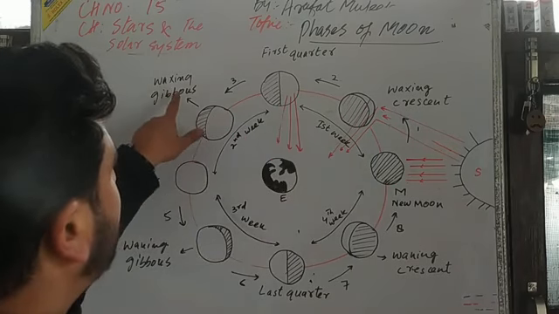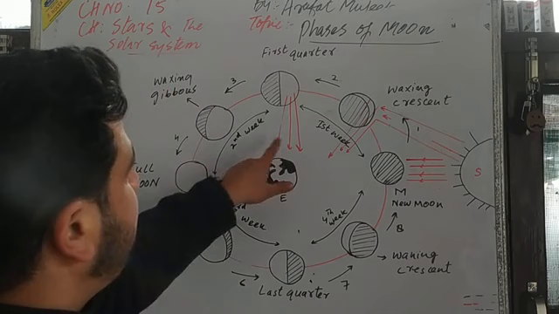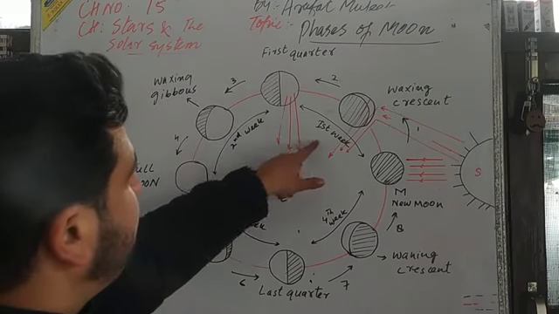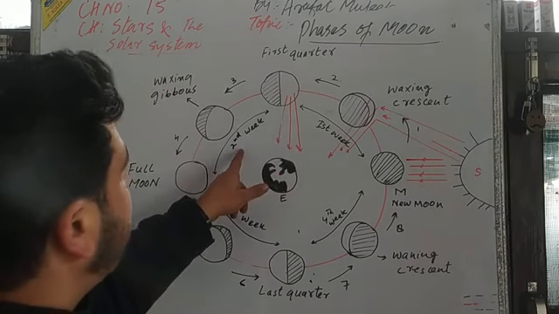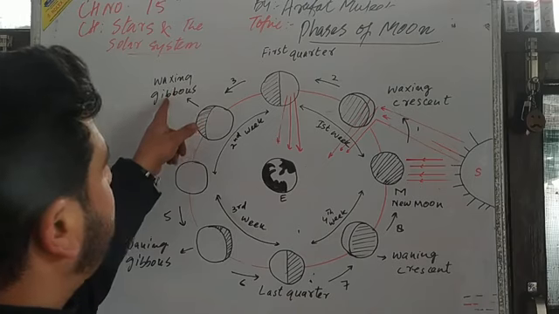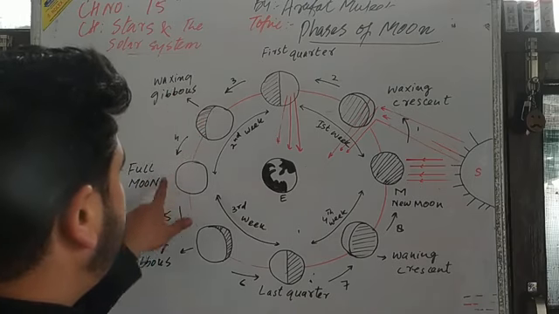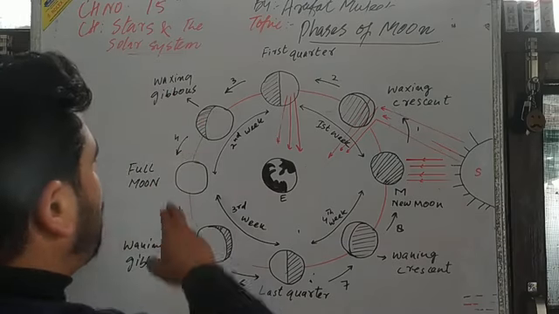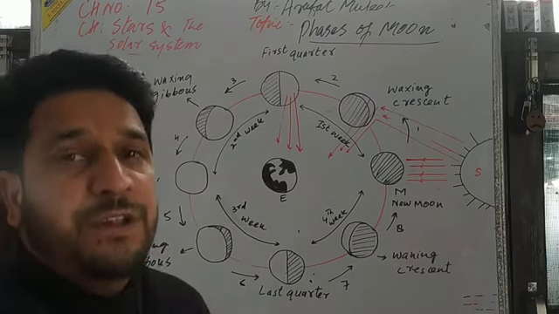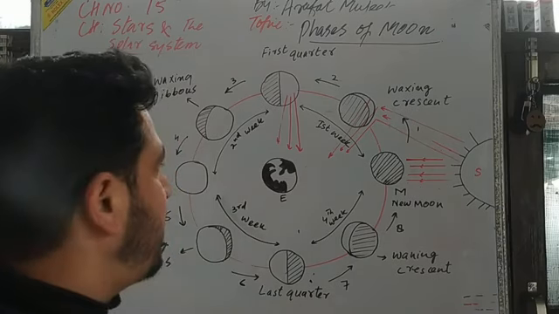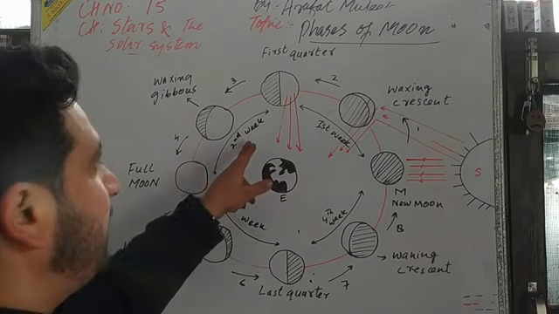This phase is known as the waxing gibbous phase. It takes place in the first week and within the second week there is the appearance of the waxing gibbous. Now the full moon appears on the 15th day. On the 15th day, that means at the last day of the second week.